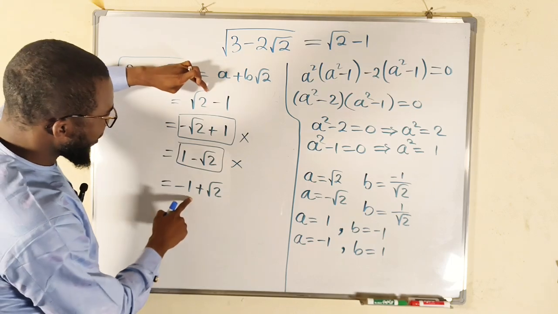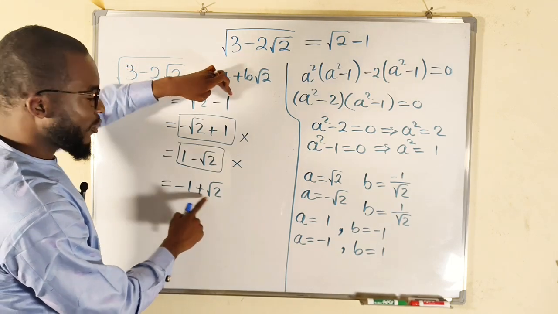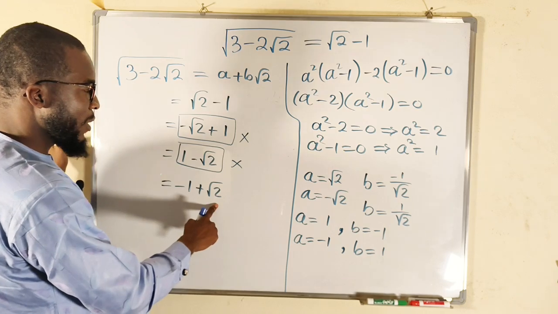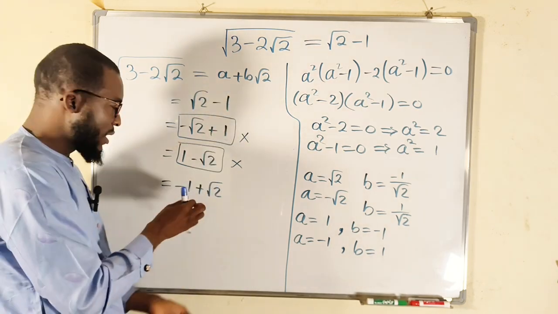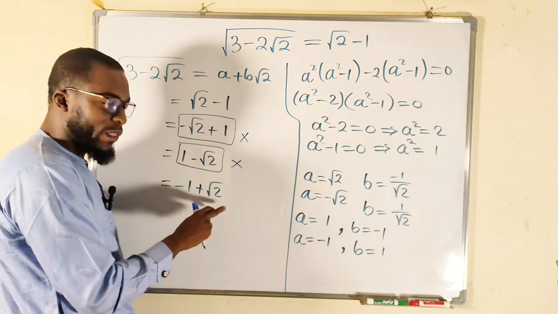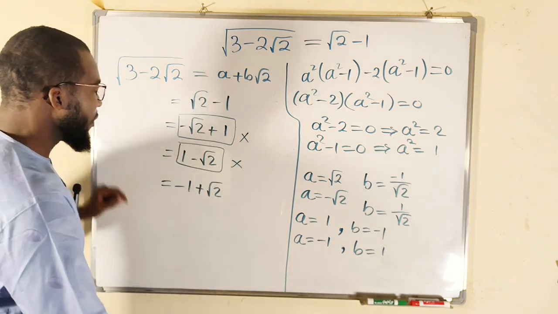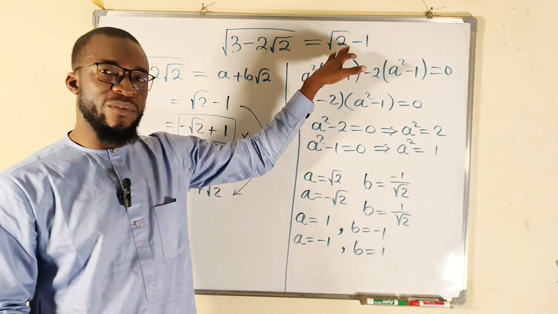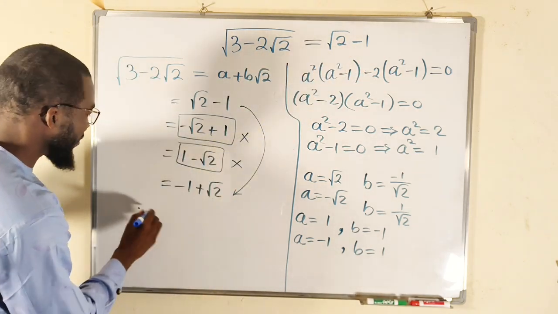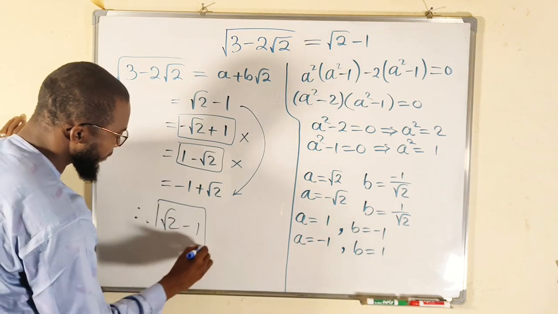And if you observe, this and this are the same because it is commutative. Root 2 minus 1 is the same thing as minus 1 root 2. Right? So if you like, you can take this one or this one. If you want to write the rational part before the irrational part, you consider it as this or this one. It doesn't matter. So these two are exactly the same, and you can see what we have previously. So the final answer is root 2 minus 1.